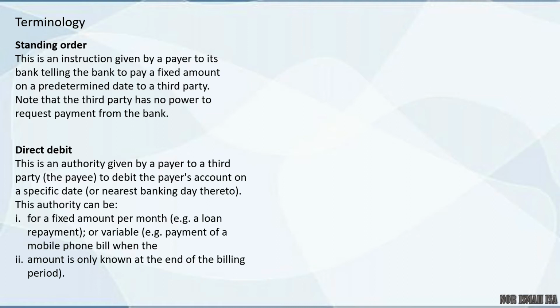It can be fixed, it can vary. For example, the amount for paying for the mobile phone or utilities. So the amount will be different according to the usage of the phone or utilities. As for the loan repayment, the amount is fixed. So the bank will pay on behalf of the business at a specific date. So this amount, instead of standing order or direct debit, will appear in the bank statement.